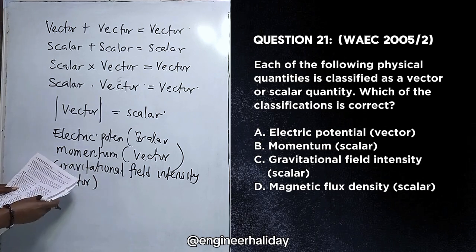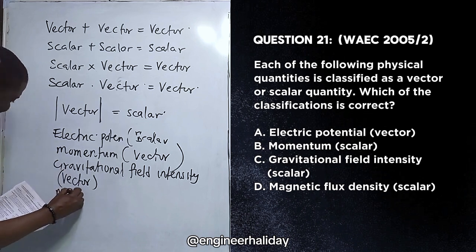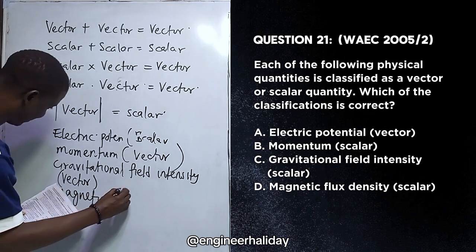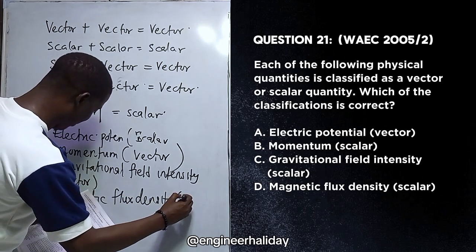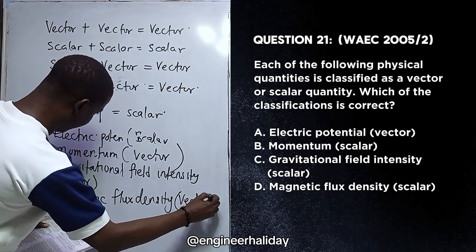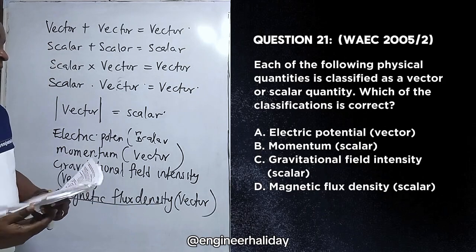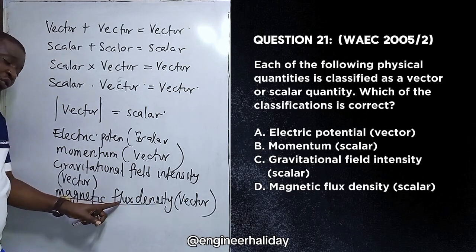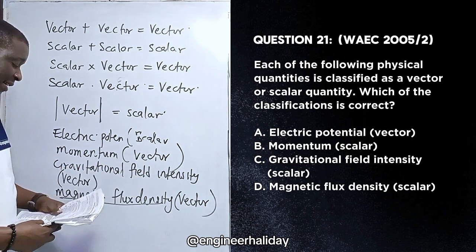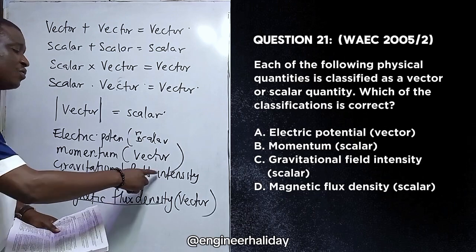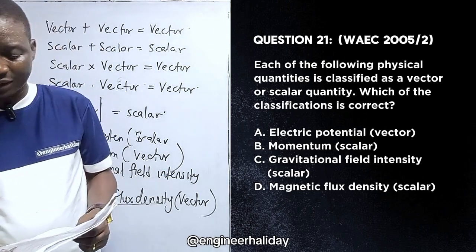Now the last one is magnetic flux density. This one is a vector, because it is a magnetic field. Ordinary magnetic flux is a scalar, but magnetic flux density is a vector. So gravitational field intensity is a vector. Let's see the one that is not well classified.